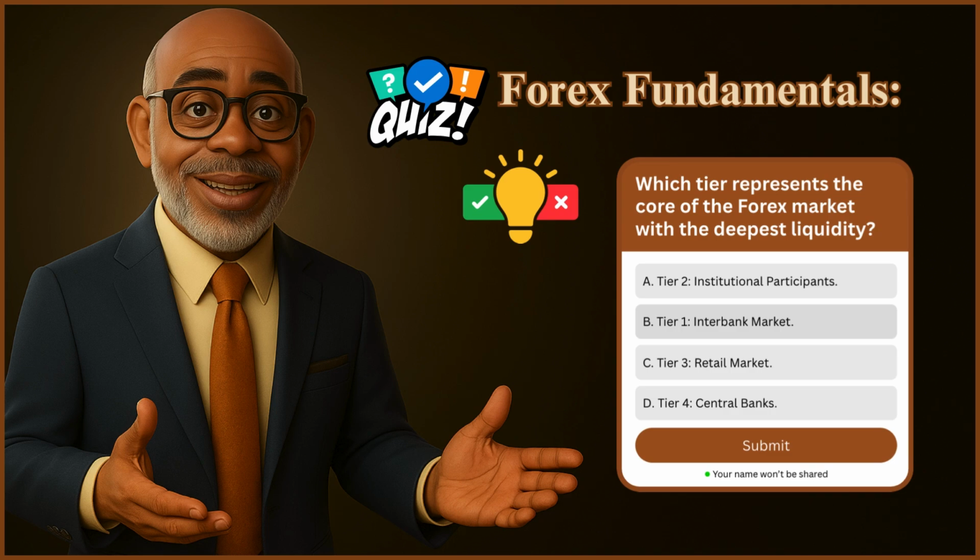Question number 4. Which tier represents the core of the Forex market with the deepest liquidity? Is it A, Tier 2, institutional participants, B, Tier 1, interbank market, C, Tier 3, retail market, or D, Tier 4, central banks? Take a moment to think it through.